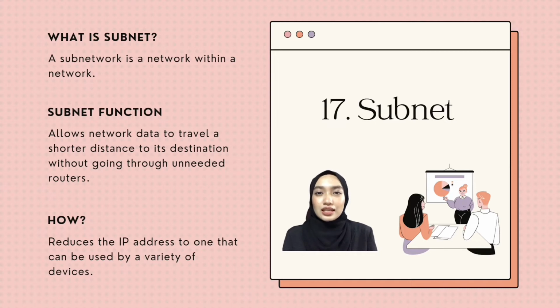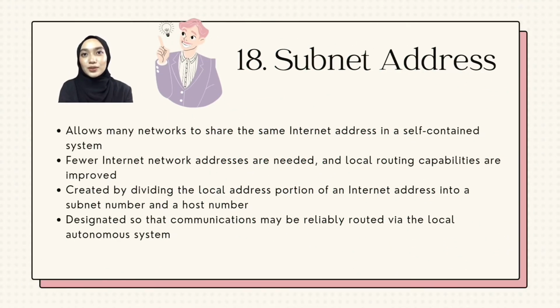However, in a Class A network, for example, there could be millions of linked devices, and finding the proper device could take some time. This is where subnetting comes in handy. It reduces the IP addresses to one that can be used by a variety of devices. The following is subnet addressing. Subnet addressing allows many networks to share the same internet address in a same contained system.